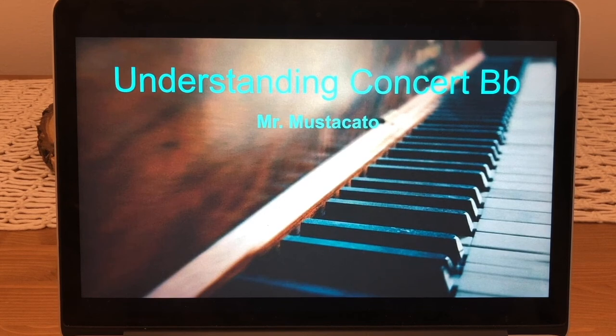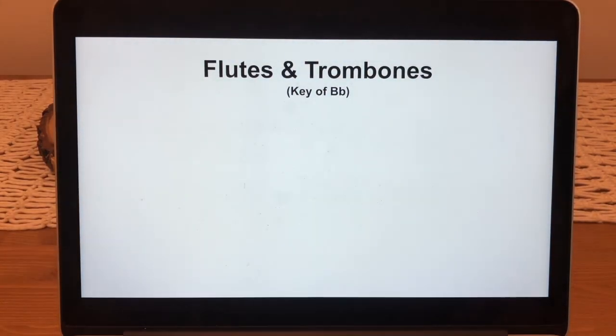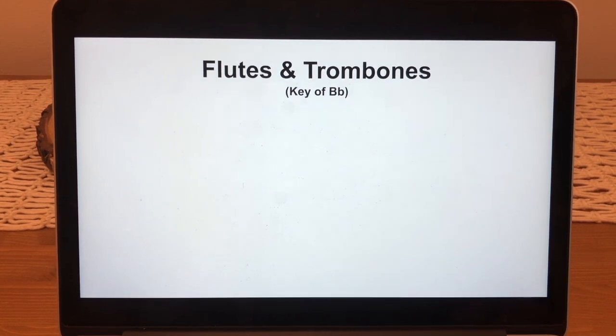Okay, so what we're going to do is look at the different groups of instruments and how they relate to each other, especially talking about the first 5 notes that we've learned. So what I've done is divided them into groups. The first group are flutes and trombones. They're written in the key of B flat. Right, so what I'm going to do is show you a diagram that I've created, and I'd like to think of it as like a little hill or like a mountain, right?